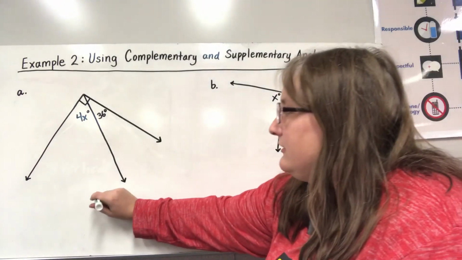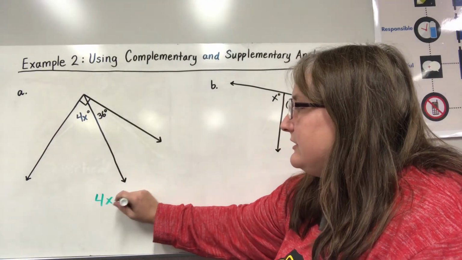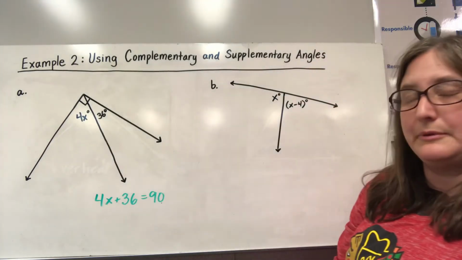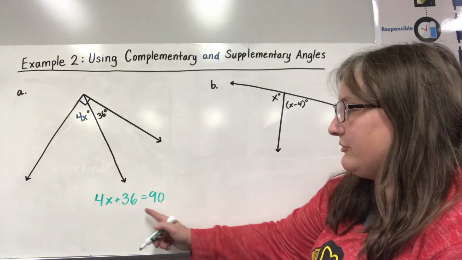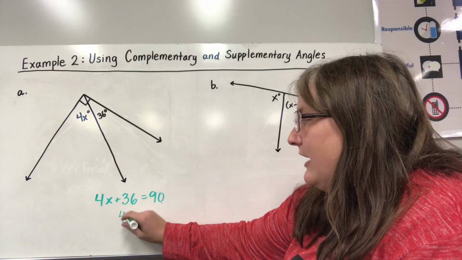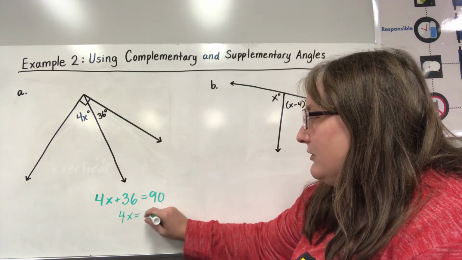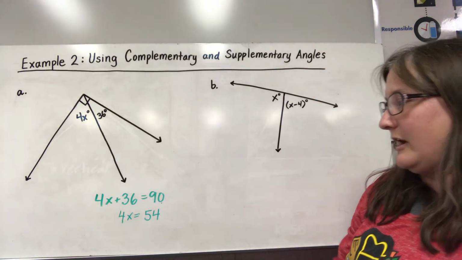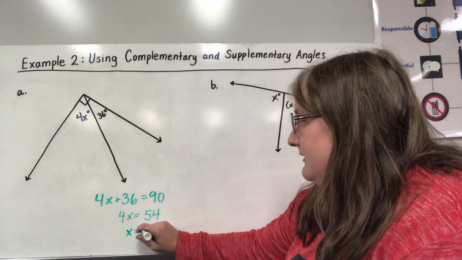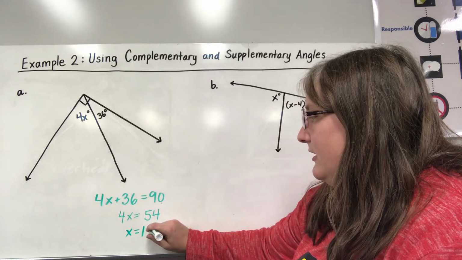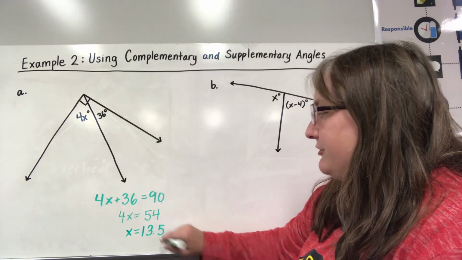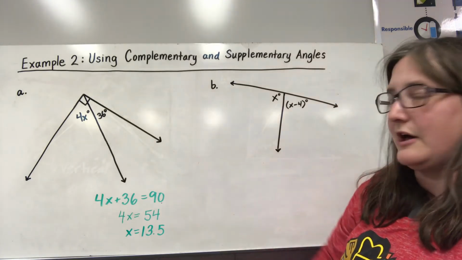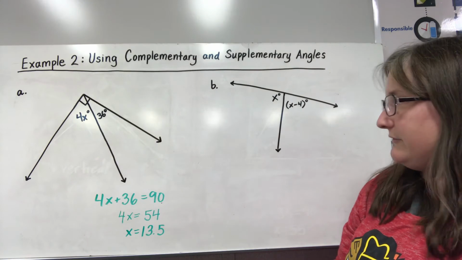So I've got one angle that is 4x and one angle that is 36. And together, combined, they add up to 90. They are complementary. So if I subtract 36 from each side, I'll now have 4x equals 54. And now if I divide each side by 4, I get x equals 13.5. So x in this case is worth a value of 13.5.